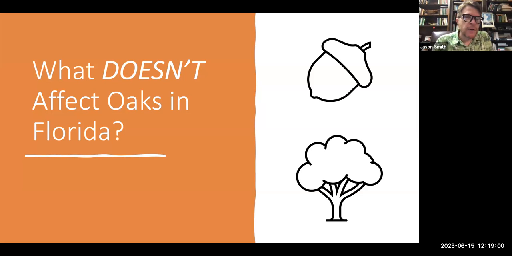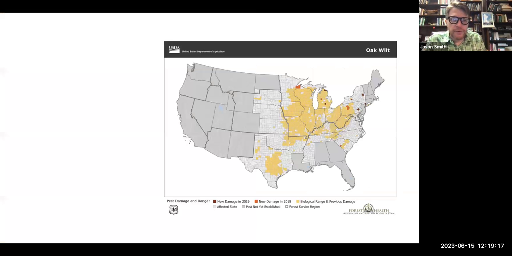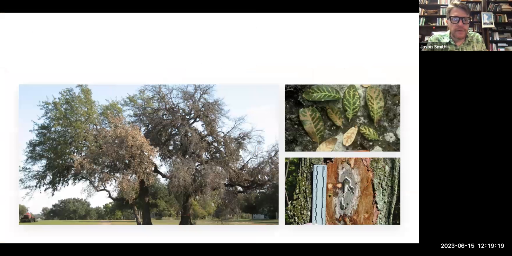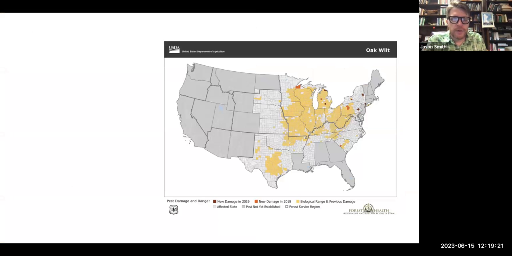But I wanted to start by talking about what doesn't occur here, because there's two major oak issues that have been well publicized that I think there's a lot of misunderstanding about. And I'm getting, I would say, a large increase in people that think that they're finding these things in Florida, but they turn out to not be. The first one is oak wilt.